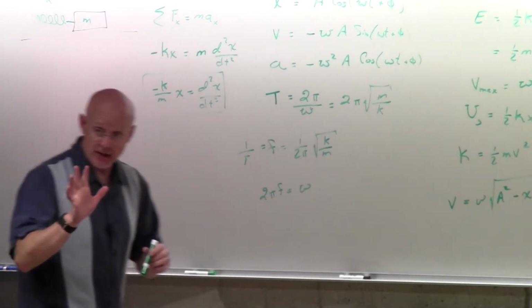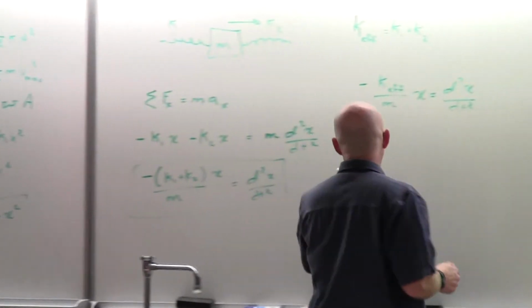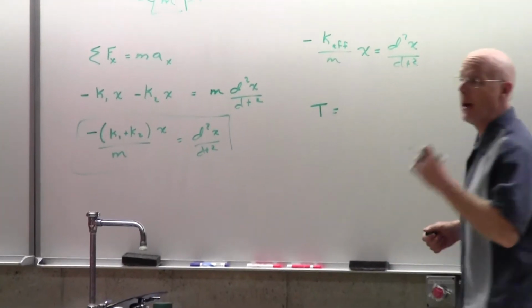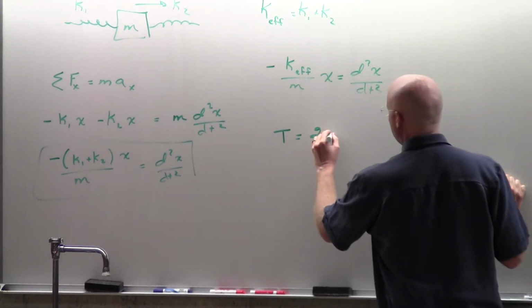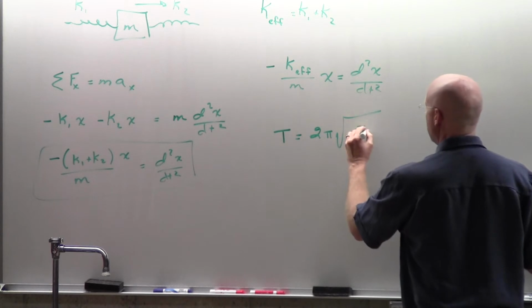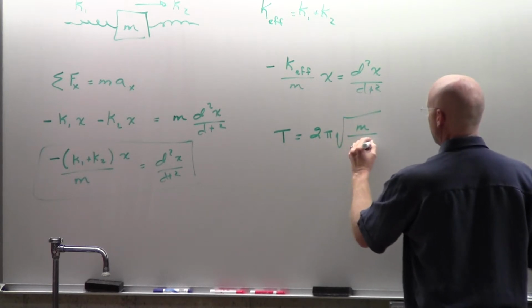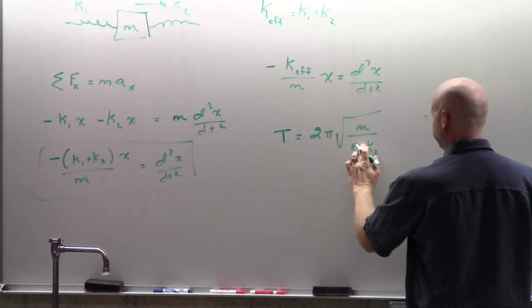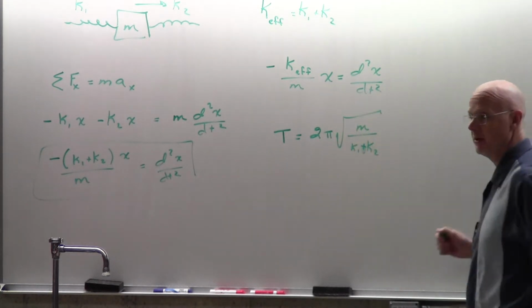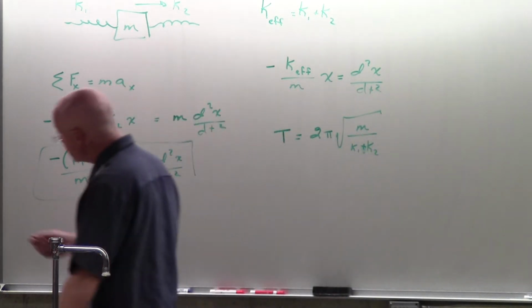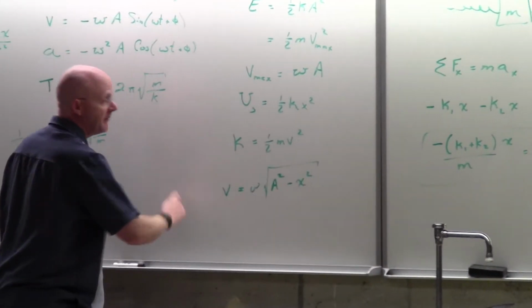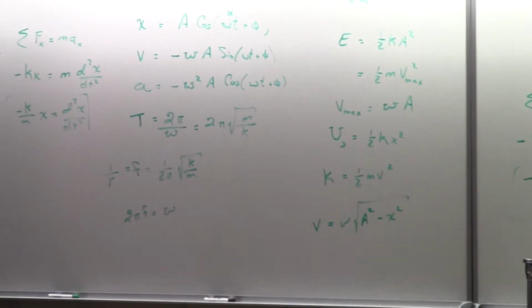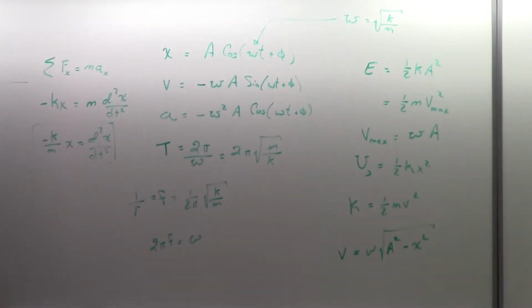Okay? And so as one example, if I come over here and say, what is the equation for the period of this as it goes back and forth? Well, I guess it would be 2 pi times the square root of m over k1 plus k2, right? And so there's just one example of what I could put as any of these to find out what is the period or what is the frequency.